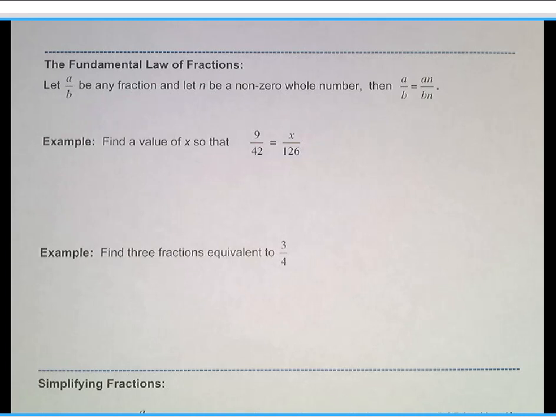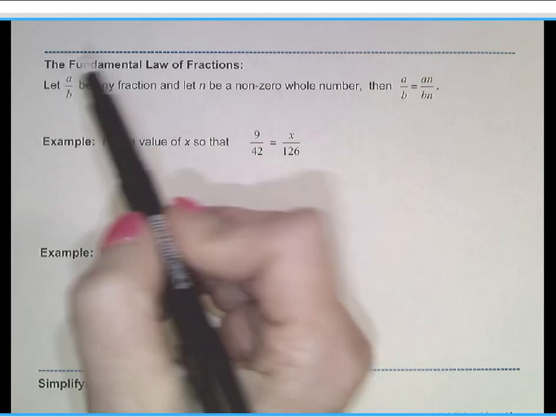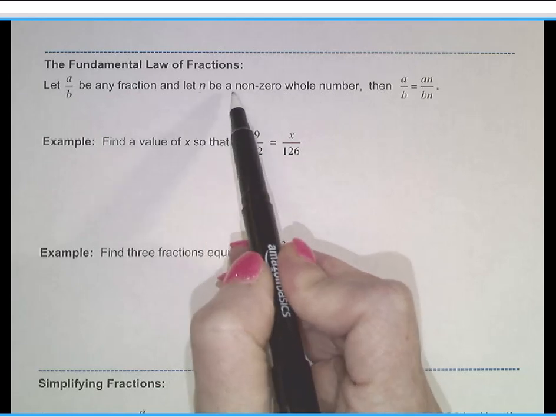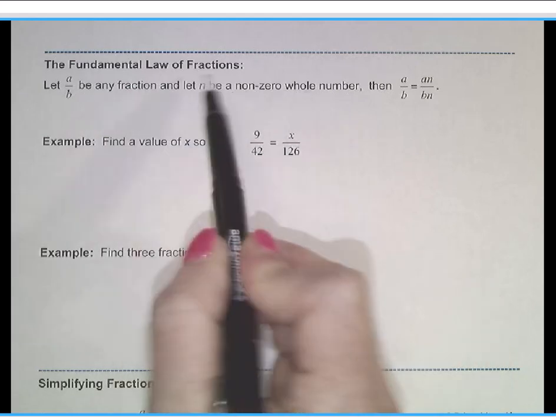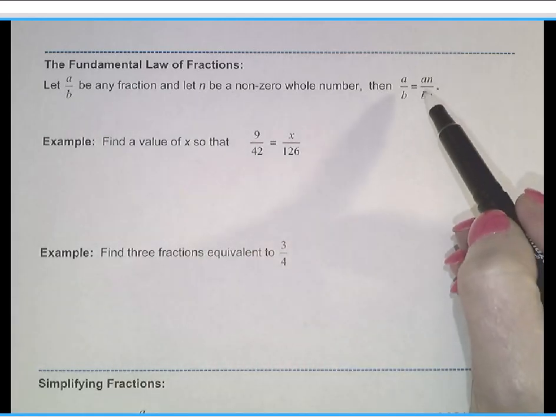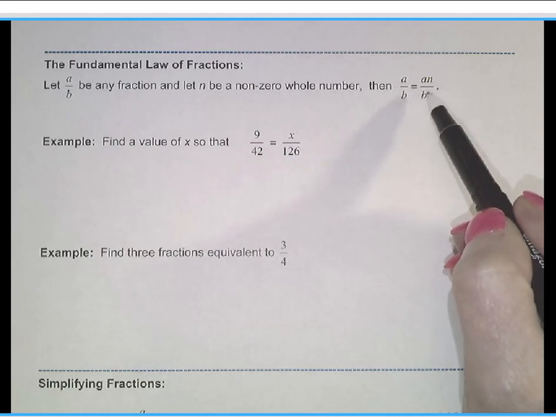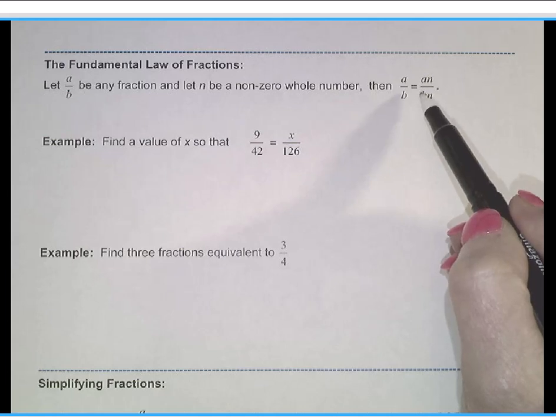Now we're going to look at the fundamental law of fractions. The fundamental law of fractions says, if you have a fraction, let a over b be any fraction, and let n be a non-zero whole number. This law says that you're allowed to multiply the top and bottom by the same number, and you will basically create an equivalent fraction.